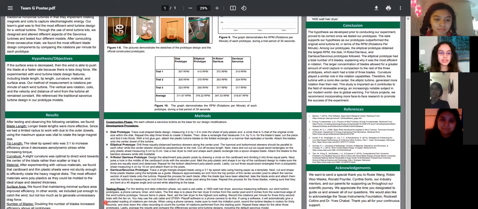We also set the hairdryer to the highest cool setting and recorded the rotations per minute for 3 30-second trials with the fan on. We repeated these steps for the other 3 prototypes and averaged the results to compare the differences in efficiency across wind turbine designs.